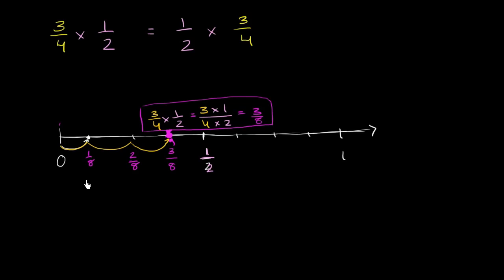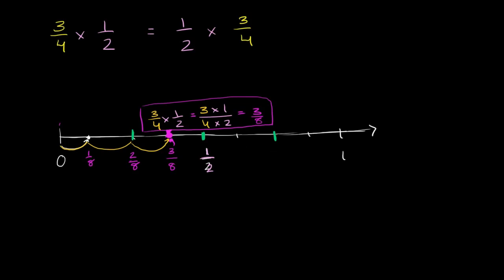But what if we thought about it the other way around? What if we thought about it as 1/2 of the way to 3/4? So we could divide the space between 0 and 1 into fourths. So let's do that. So that is 1/4, 2/4, 3/4.